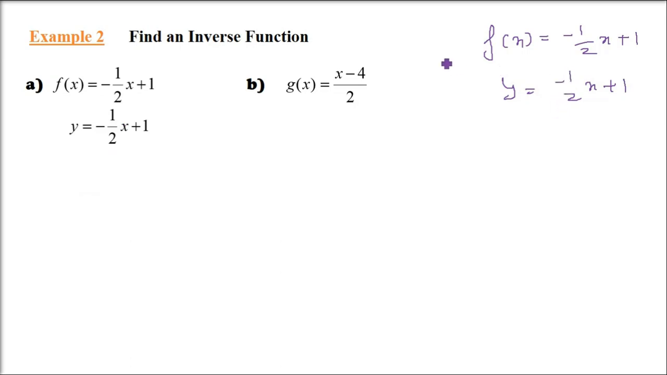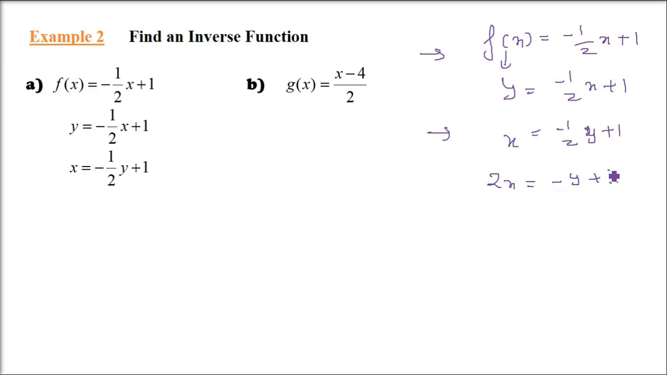Now change the position of x and y. Make x as y, y as x. First step was we wrote y for f(x). Second step is x should be replaced by y, y should be replaced by x. So this is our second step. Now third step is solve for y, and that y will be only our inverse. So let us solve it for y.